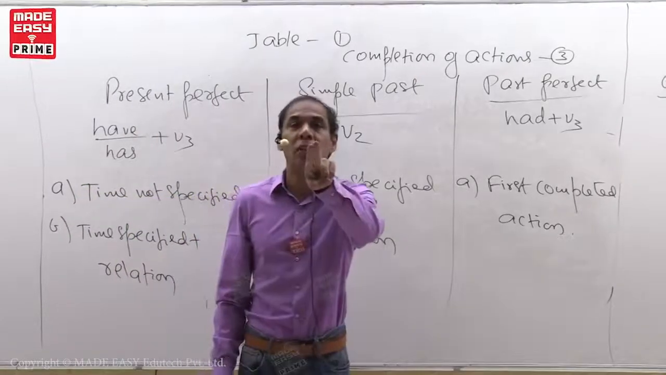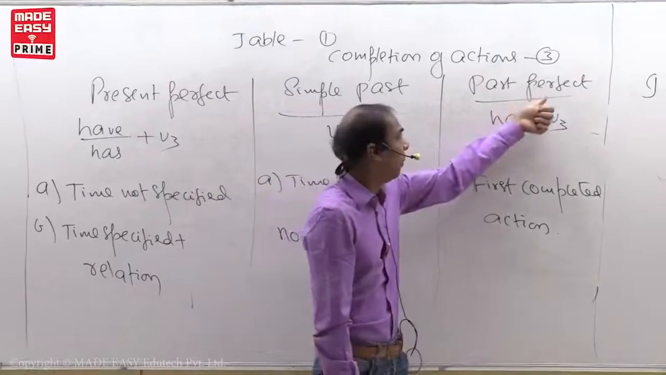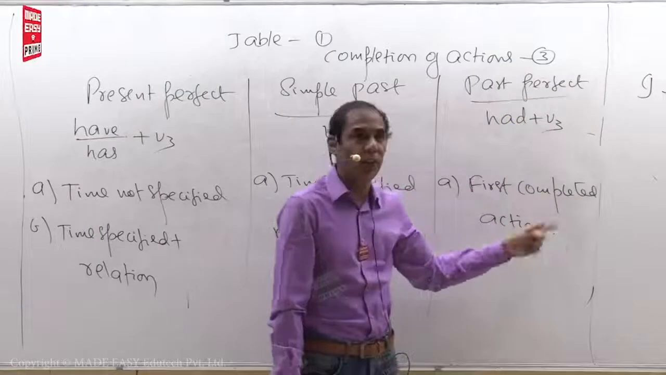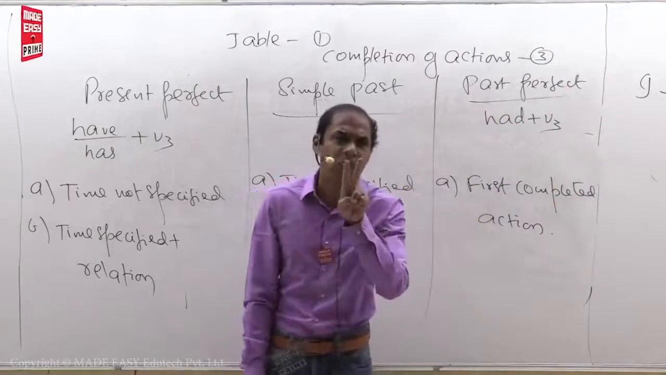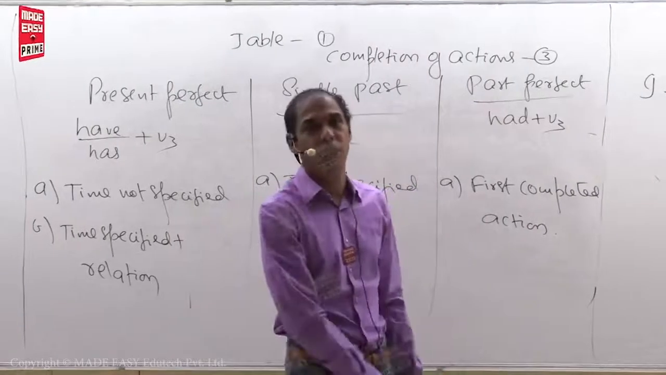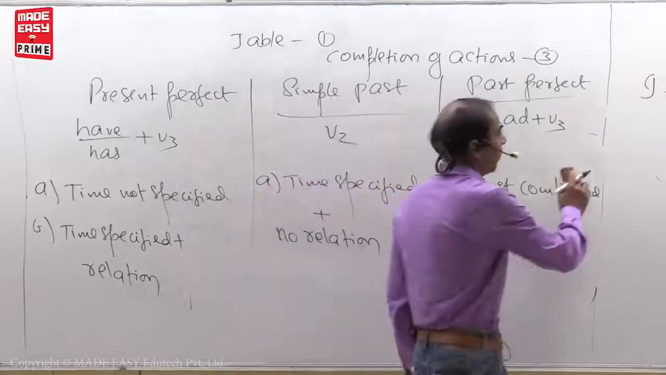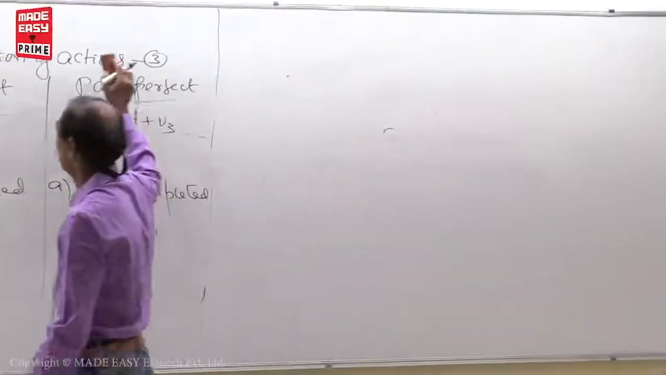If there are two completion of actions, the past completed action is expressed in past perfect tense, had plus V3. It means if we want to use had plus V3, we must have two completion of actions. That's it. Okay. Now see, I'll give you one magical verb here. Look at the board.